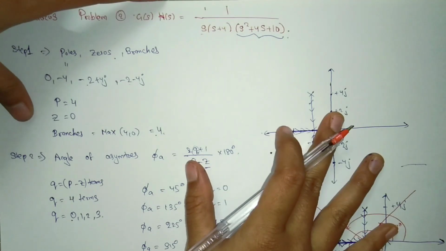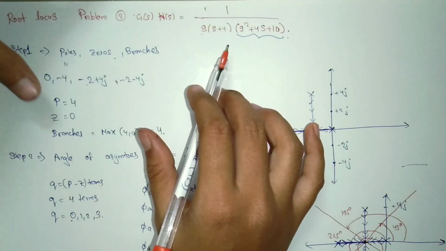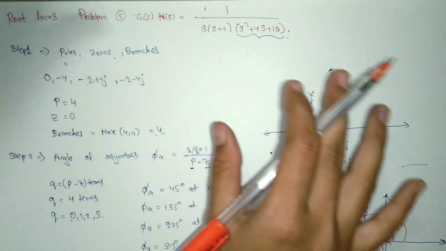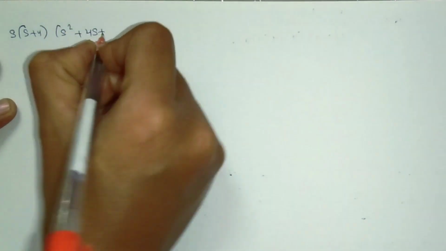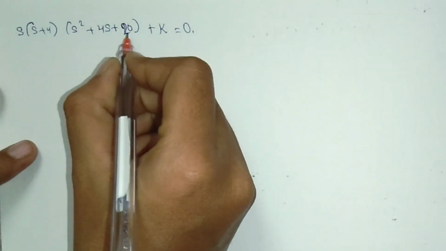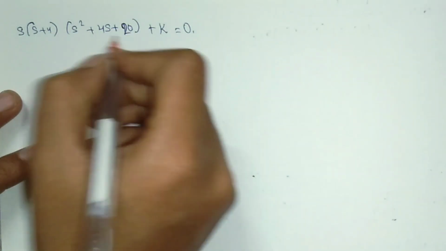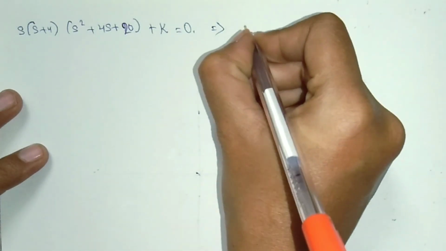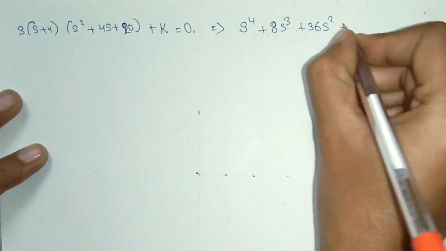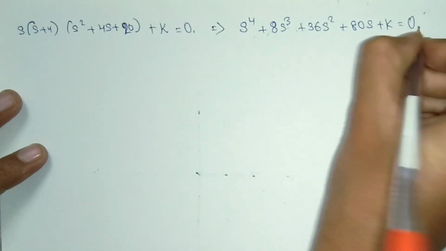Now the next step is to calculate the breakaway point. The breakaway or break-in point can be calculated using the equation, adding k to it. That equation is called the characteristic equation, so we will write that. Over here we will get s into (s plus 4) into (s square plus 4s plus 10) plus k equals 0. This is not 10, actually it is 20, and when we multiply the entire equation we will get s to the power 4 plus 8s cube plus 36s square plus 80s plus k equals 0.